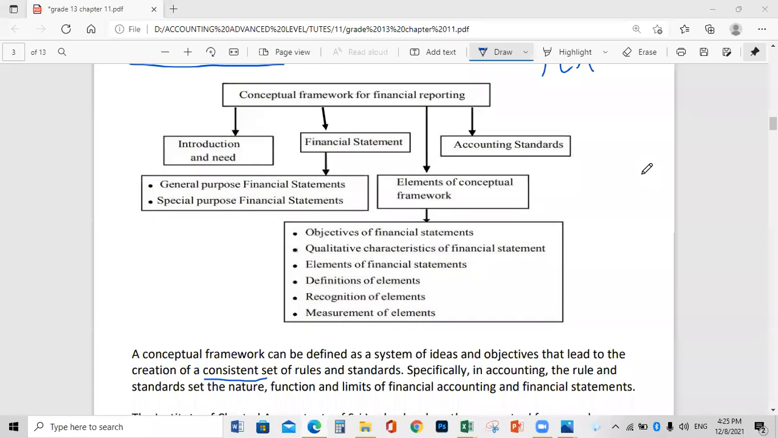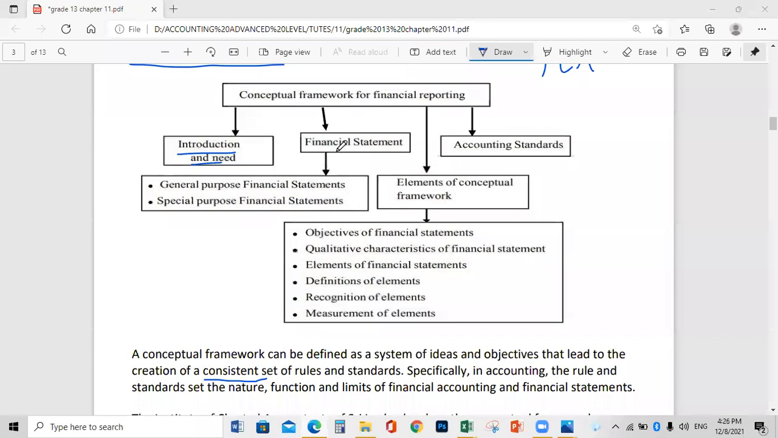Okay, guys, this conceptual framework is really important, and it's easy. Now, when it comes to the conceptual framework, you need to know what it is, the introduction and its need. Why do you need a conceptual framework? Just now I told you, the accounting standards were contradicting, and some information given in the standards was not clear. So this conceptual framework helped to solve that problem.